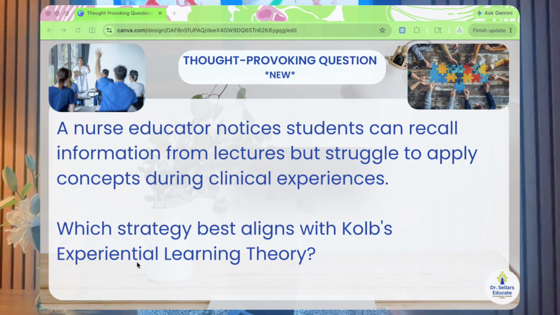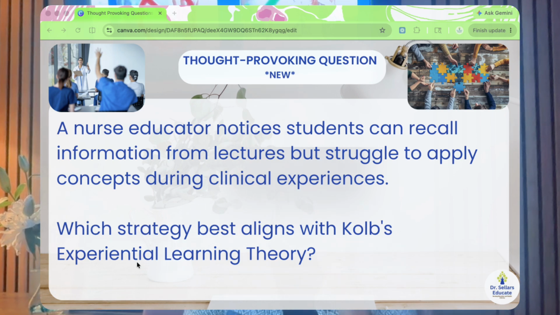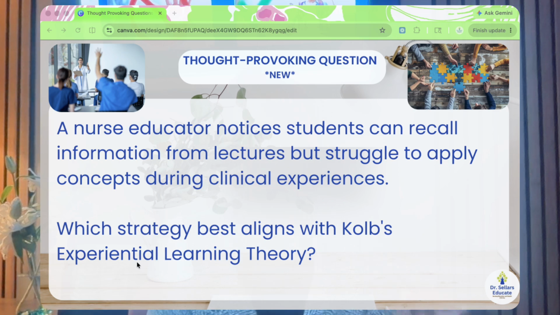You're going to be able to really walk through each of these thought-provoking questions and identify, number one, what is this question really asking me? And second of all, what is it that I know for sure about concepts included in this question?